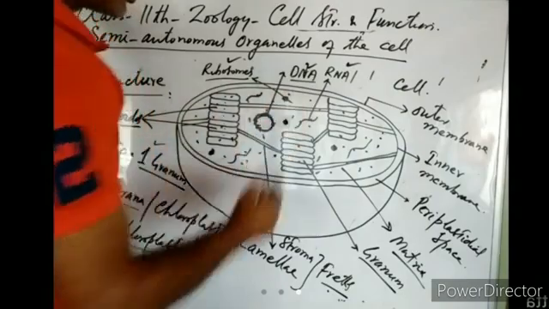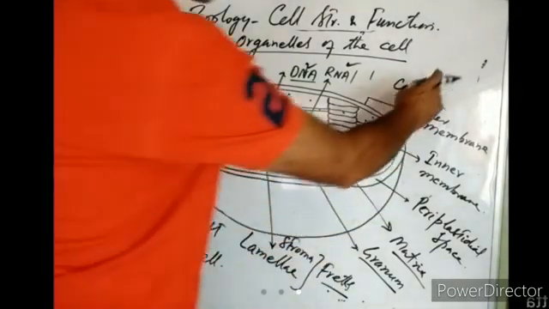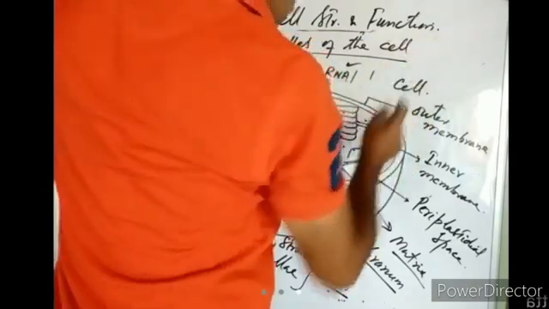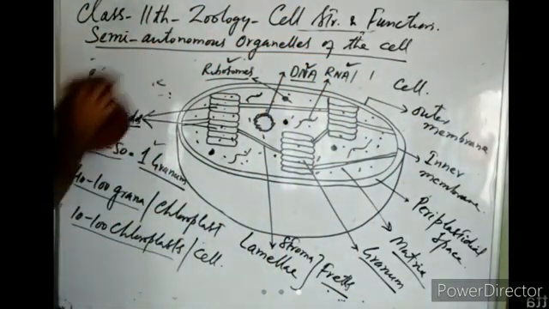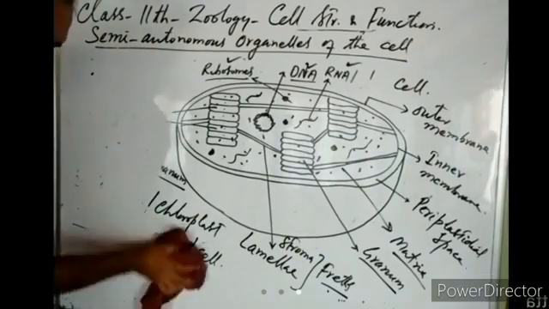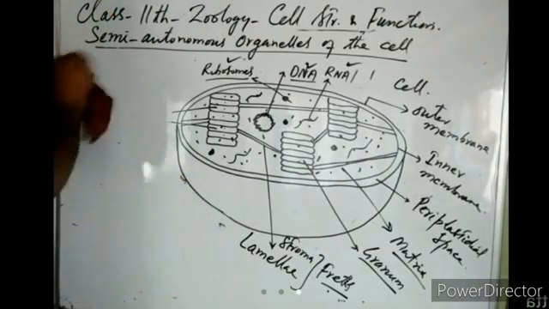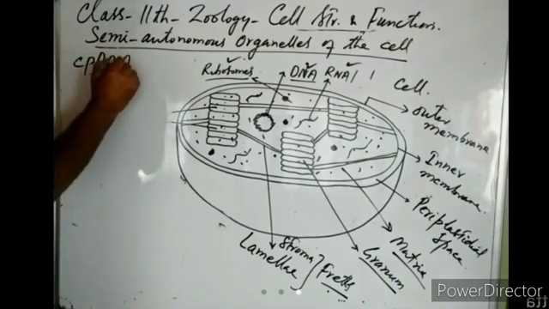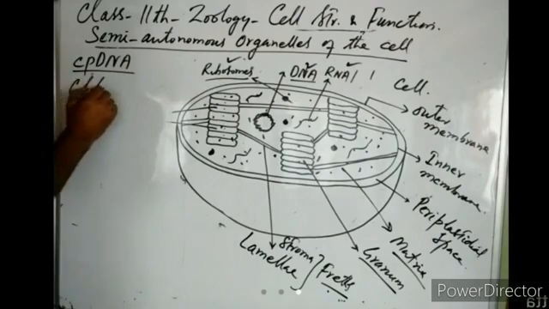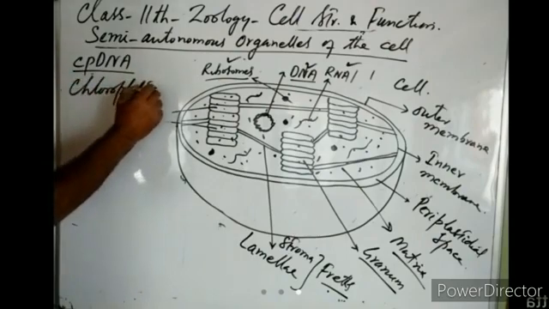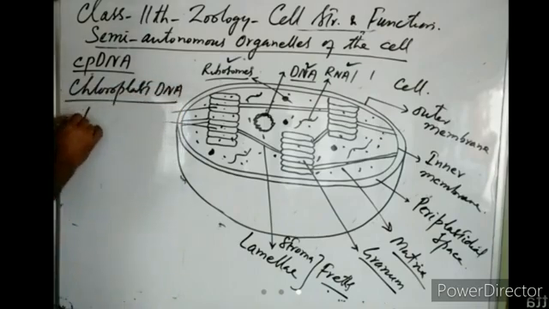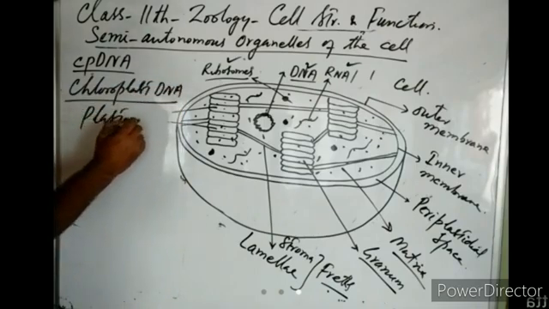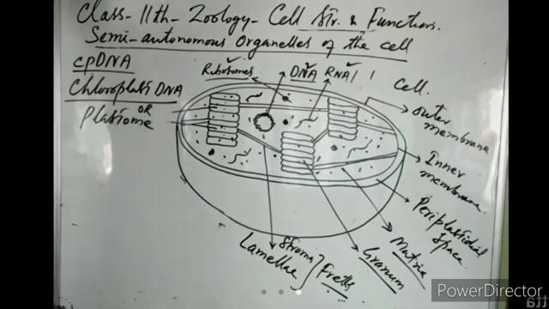This chloroplast DNA is known as plastidial DNA. So we write it as, just a minute, I have no space on the board due to the diagram. So it is written as cpDNA. This is known as chloroplast DNA, or sometimes we also call it plastome. So the DNA of a chloroplast is known as chloroplast DNA, or plastome.